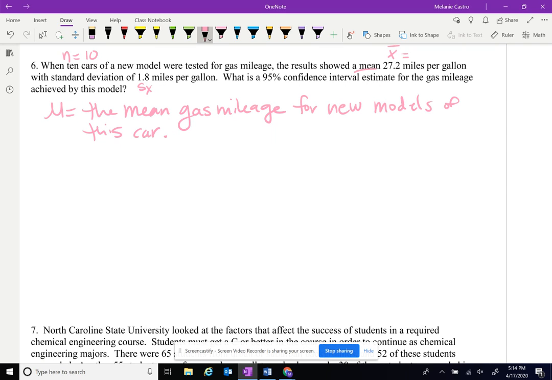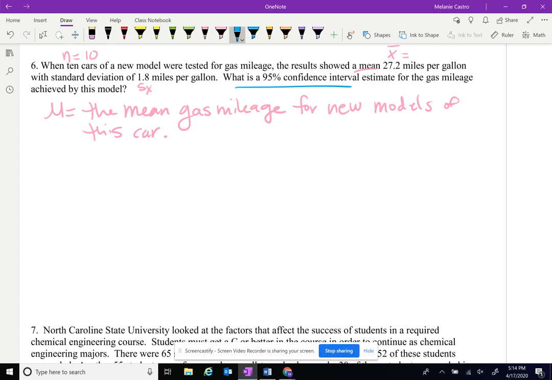Absolutely not. So you can use a test, or you can use an interval to test claims. That's fine. But if they don't ask you to test a claim, you're not testing a claim. So no hypotheses need to be stated here. So we just want to know the test name.